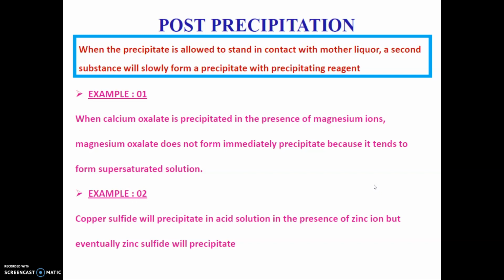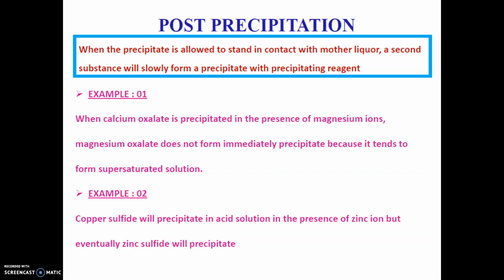Okay, next one is post precipitation. It occurs when the precipitate is allowed to stand in contact with the mother liquor. A second substance will slowly form a precipitate with the precipitating reagent. So when you do the precipitation process, you add the precipitating reagent, and you want your analyte to be precipitated.